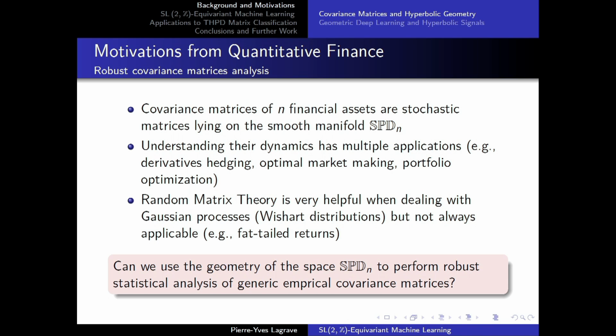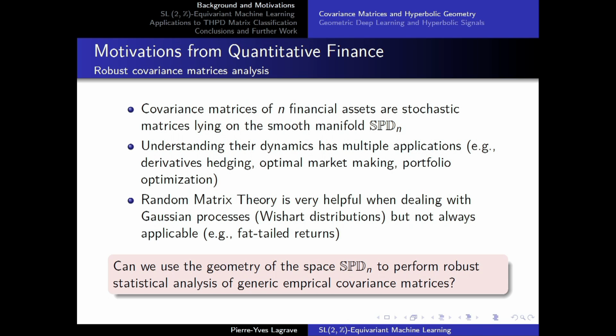So we had a talk from Cody who already gave some hints about that. The interesting thing is that when you think about covariance matrices, they give you information about how financial assets are evolving together. So in practice, these covariance matrices are stochastic matrices lying in the SPD manifold, and understanding their dynamics has multiple applications, such as the portfolio optimization one that we saw in the previous presentation.